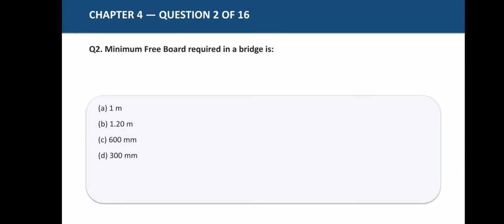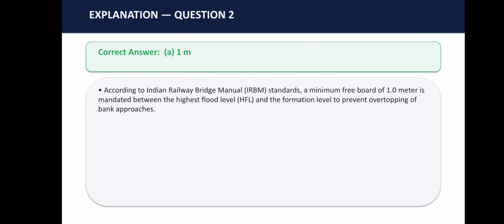1 meter. Explanation. According to Indian Railway Bridge Manual standards, a minimum freeboard of 1.0 meter is mandated between the highest flood level and the formation level to prevent overtopping of bank approaches.